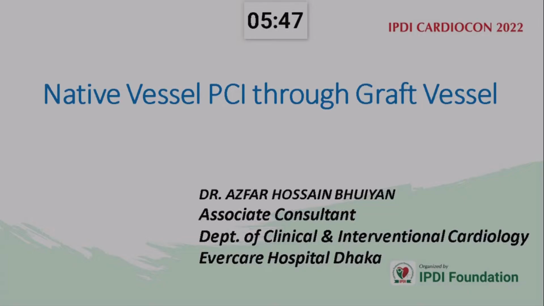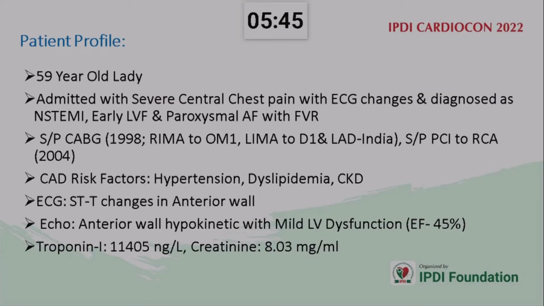Today my topic is native vessel PCI through graft vessel. A 59-year-old lady was admitted with severe central chest pain with ECG changes and diagnosed as a case of NSTEMI, early LVF and paroxysmal AF with fast ventricular rate.